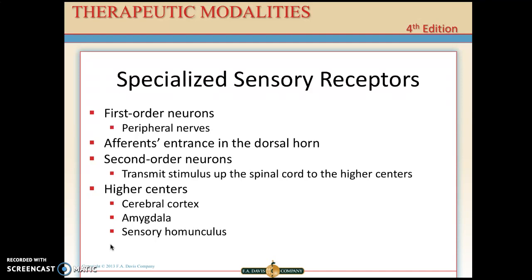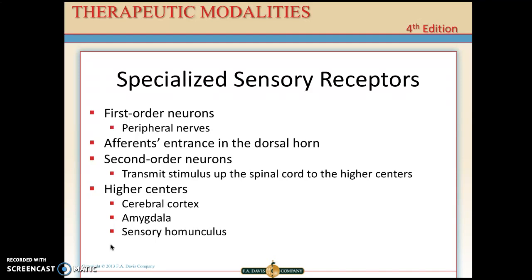that it transmits that stimulus up the spinal cord, which I've always sort of envisioned as being like taking the elevator. And sometimes the elevator is really fast, like the express elevator. So it's taking the elevator up through your spinal cord to the higher centers in the brain. So when we're talking about higher centers, we're talking about your cerebral cortex, the amygdala, and then the sensory homunculus.